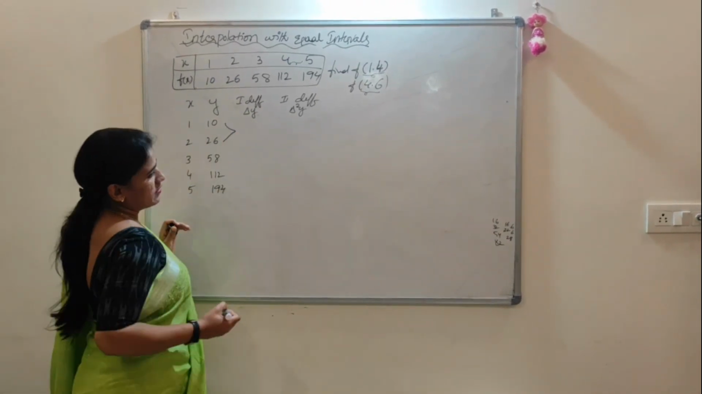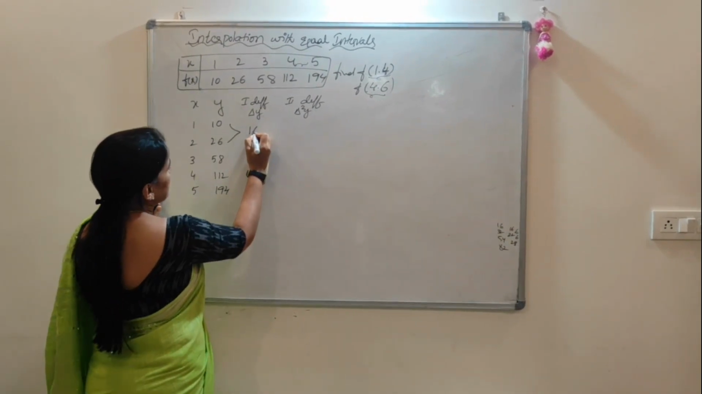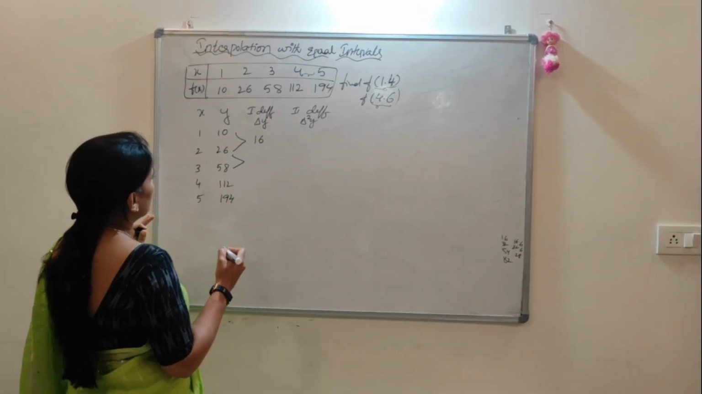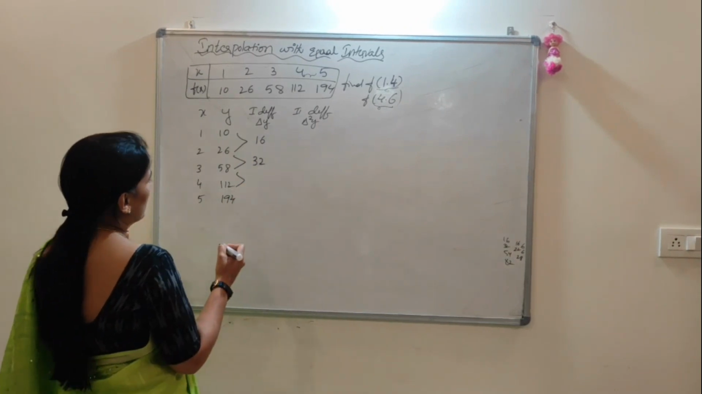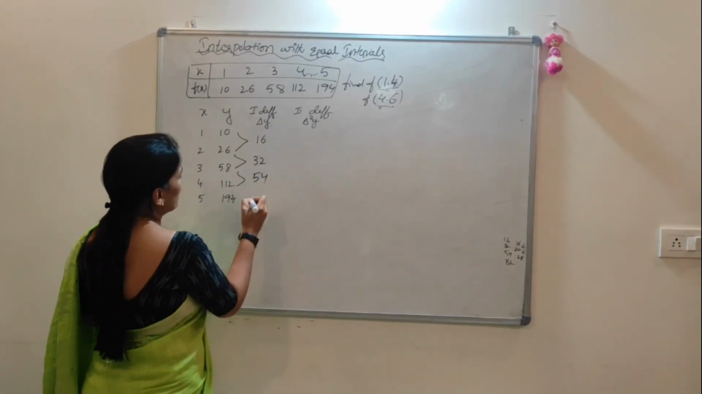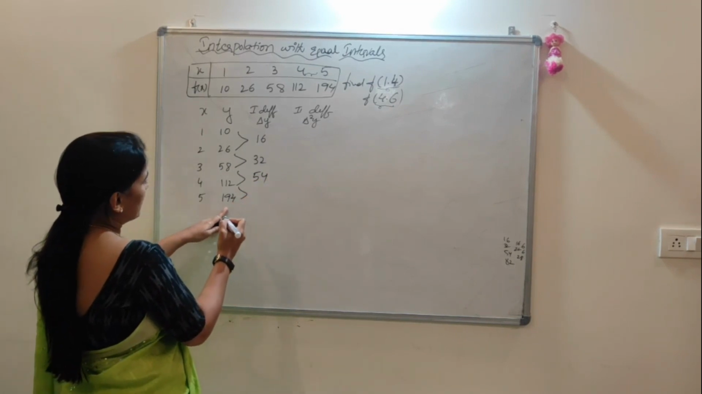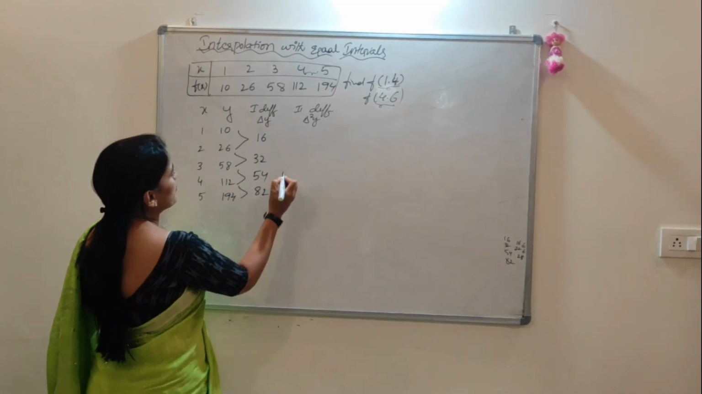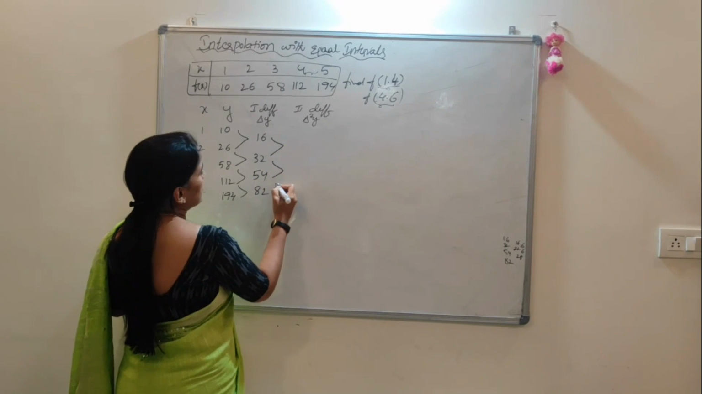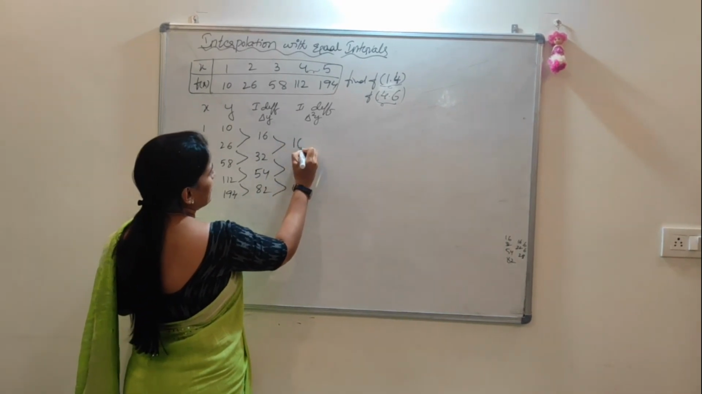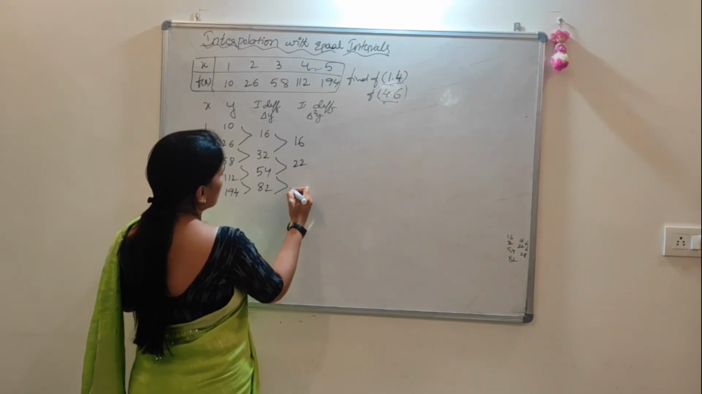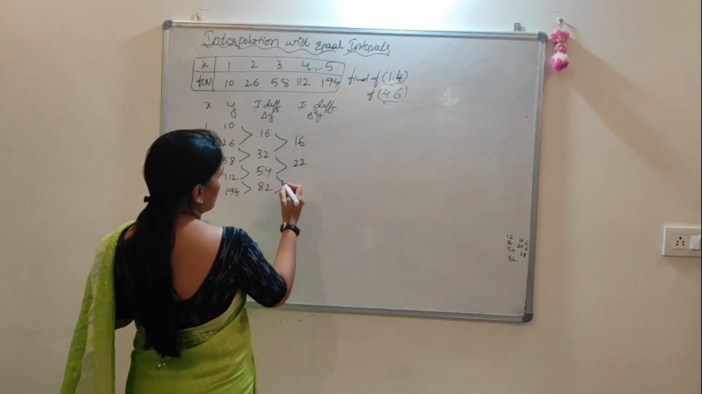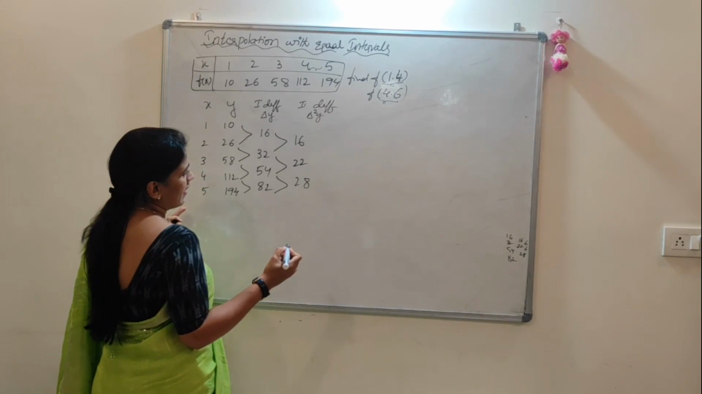So first difference: 26 minus 10, 16. 58 minus 26, 32. Next 112 minus 58, 54. Next 194 minus 112, it is 82. So second difference: 32 minus 16, 16. 54 minus 32, it is 22. 82 minus 54, it is 28.